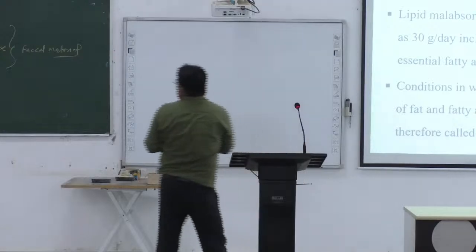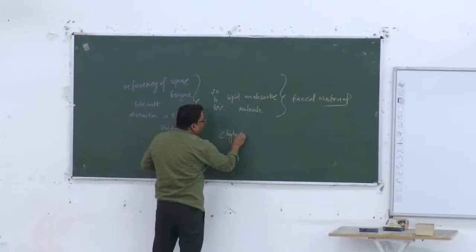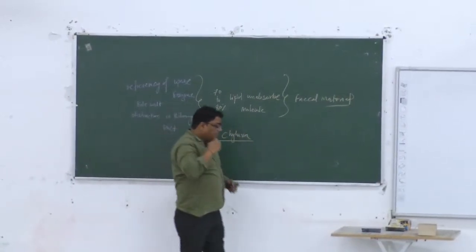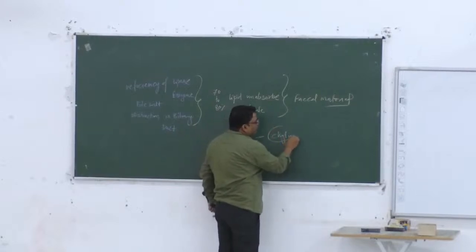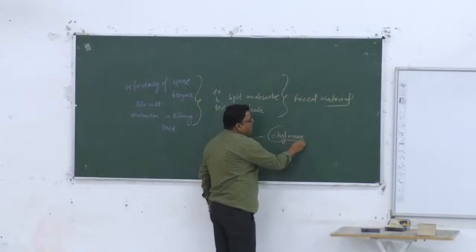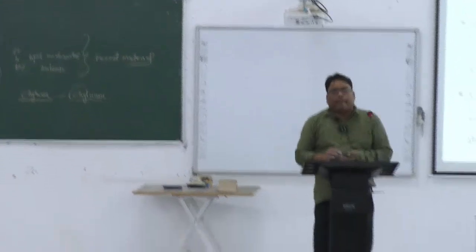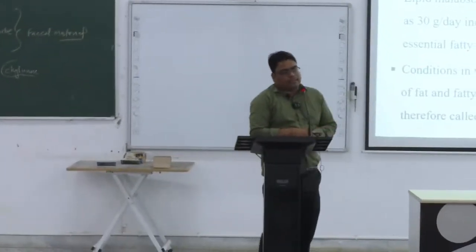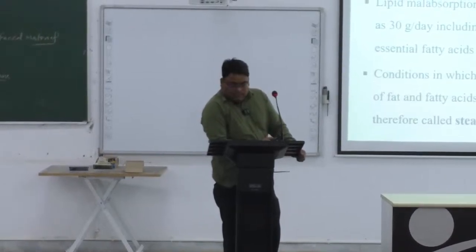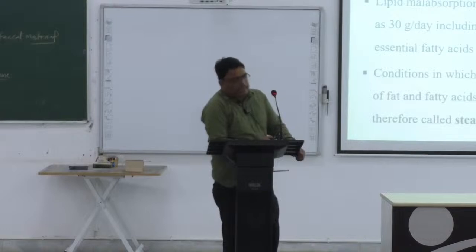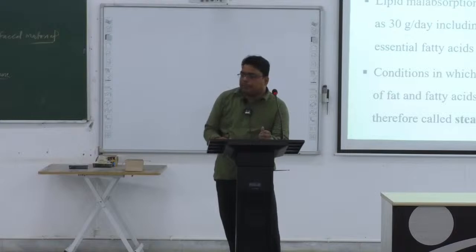Now, chyluria is the second disorder. Chyluria is the presence of chyle in the urine. Another one is pancreatitis, peptic ulcer, and cholelithiasis. So all these disorders are related with the digestion and absorption process.